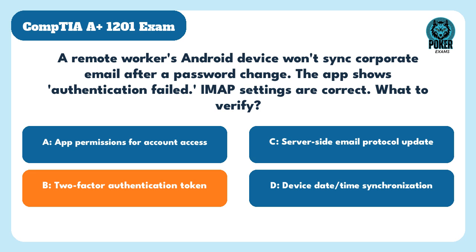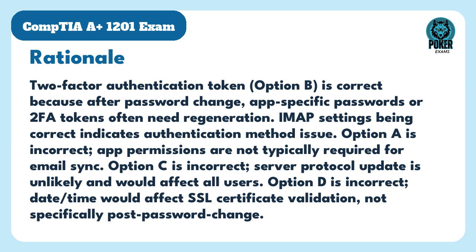The correct answer is B. Rationale. Two-factor authentication token, option B, is correct because after a password change, app-specific passwords or 2FA tokens often need regeneration. IMAP settings being correct indicates an authentication method issue.